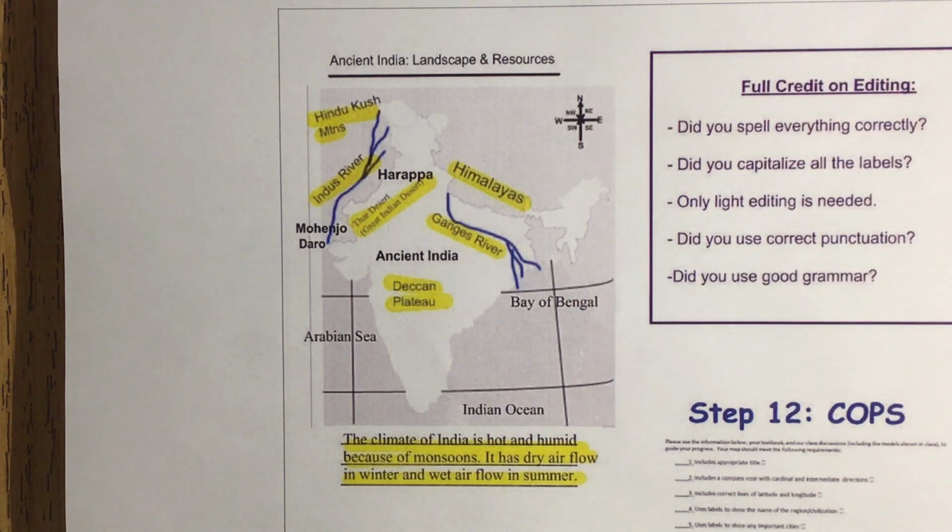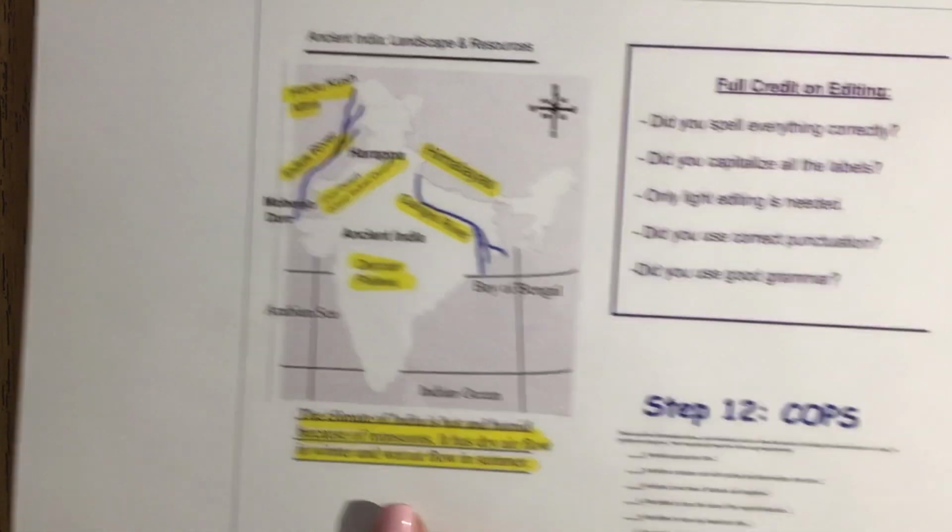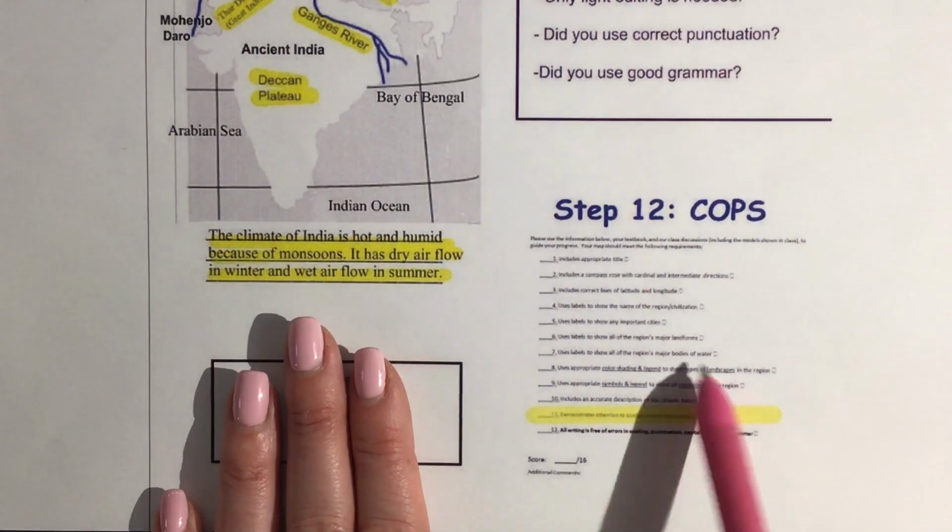So count up how many mistakes you found. I don't expect perfection. As a general rule, if you have 3 tiny mistakes, you can still get your full points, 1 point. Okay. If you have 4 mistakes, you can get a half point. But if you have 5 or more mistakes, it's a 0 on this step. So, if you'll go ahead and put your score next to step 12.